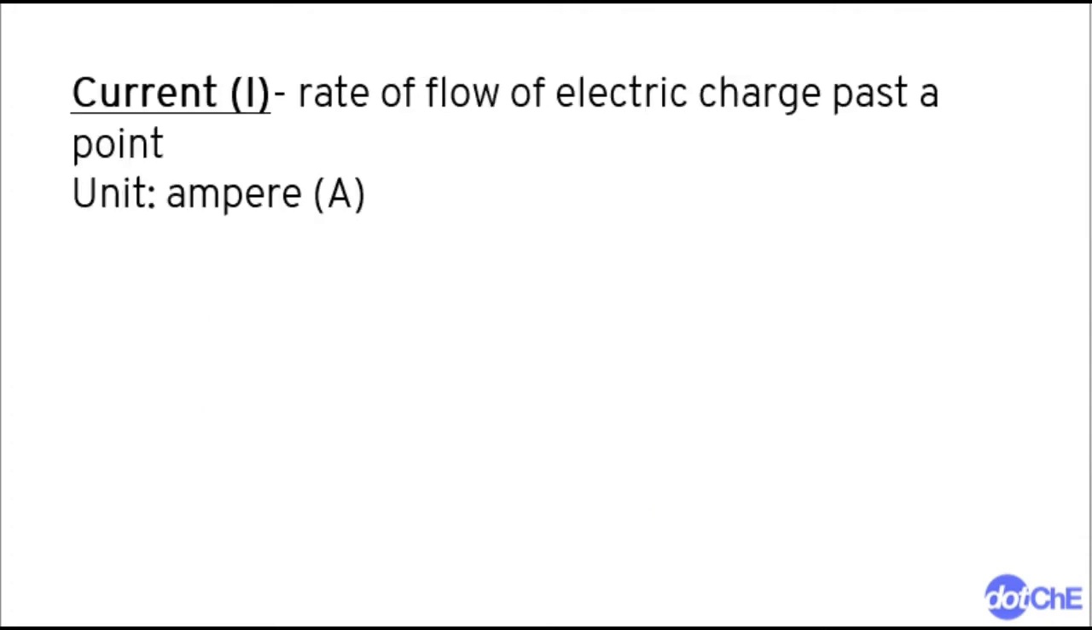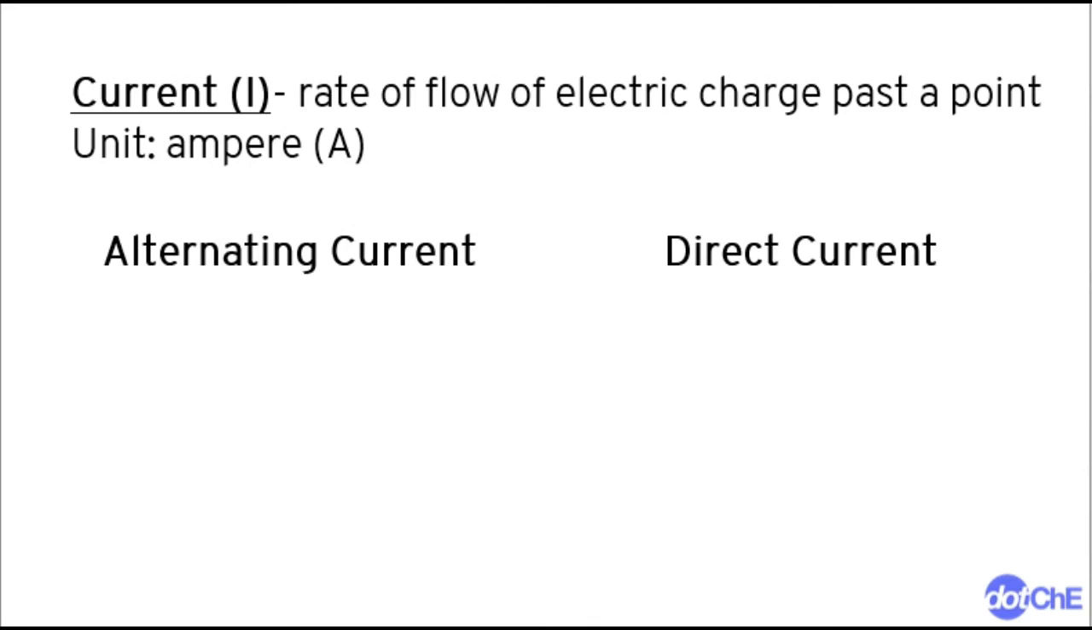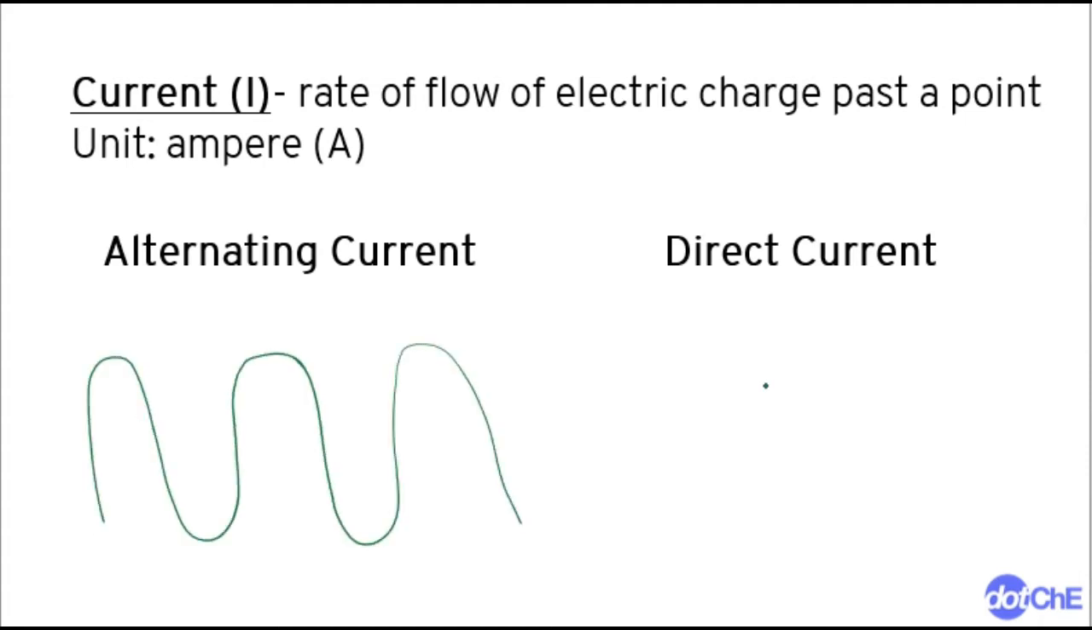Next, we have current. Ang symbol niya is I, and it is the rate of flow of electric charge past a point. So, ang unit niya is ampere. Merong two kinds of current. So, alternating current, yun yung sinusoidal yung amplitude. Tapos, direct current, yung constant yung amplitude.